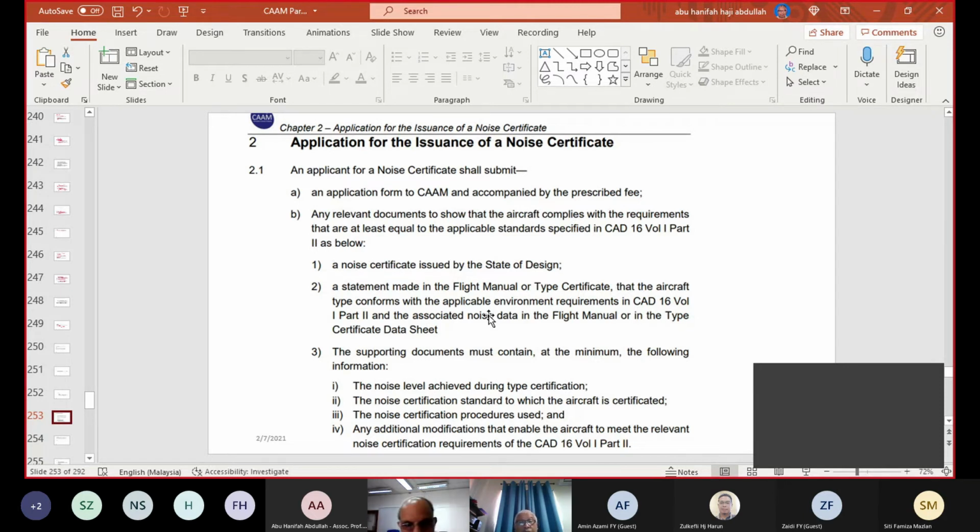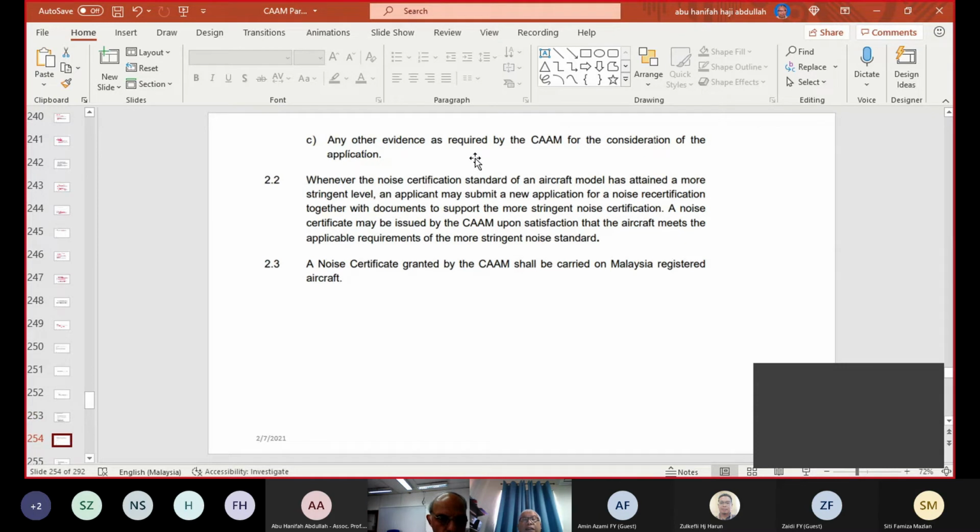Okay, this is the condition, and if we are the DOA, you shall satisfy 22.2.1 B1. Any evidence required by CAAM for the consideration of the application. Whenever the noise cert standard of an aircraft model has attained a more stringent level, an applicant must submit a new application for the noise recertification together with this document.